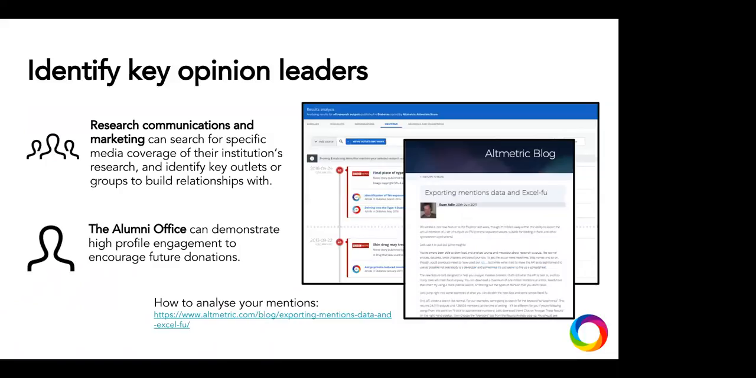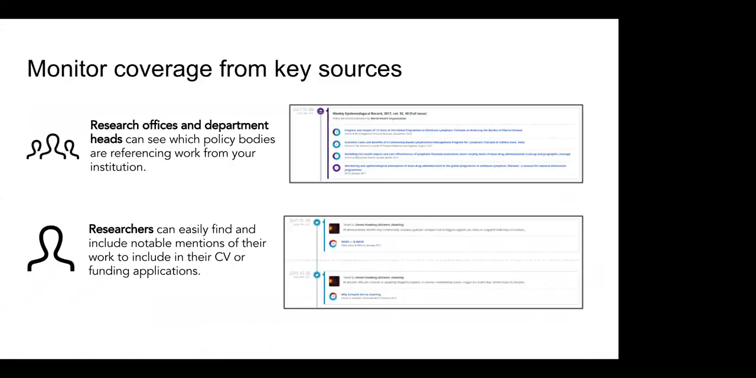At the same time, the Alumni Office can use this functionality to demonstrate some of the nicer high-profile engagement to encourage future donations perhaps, or even just to find nice stories to put into newsletters or other communications that go out to alumni lists. So on my next slide here, for example, the researcher example at the bottom here, this is Stephen Hawking tweeting about someone's work. So nice not just for alumni offices, of course, but for the researchers themselves.